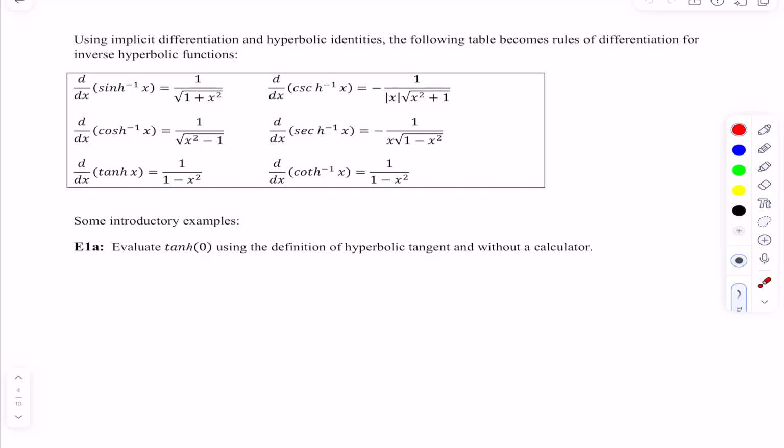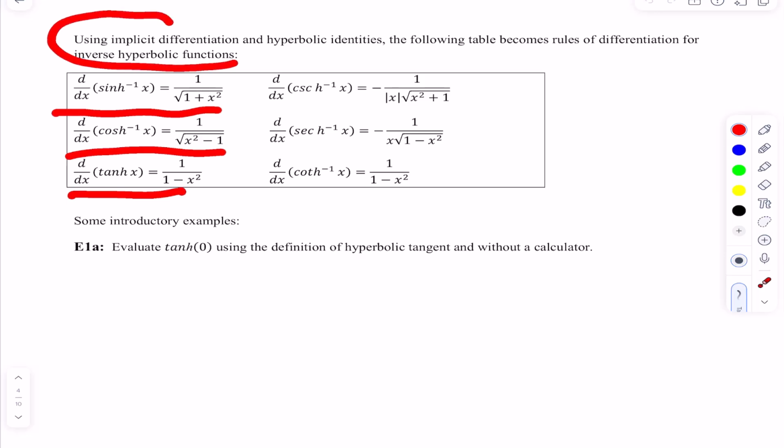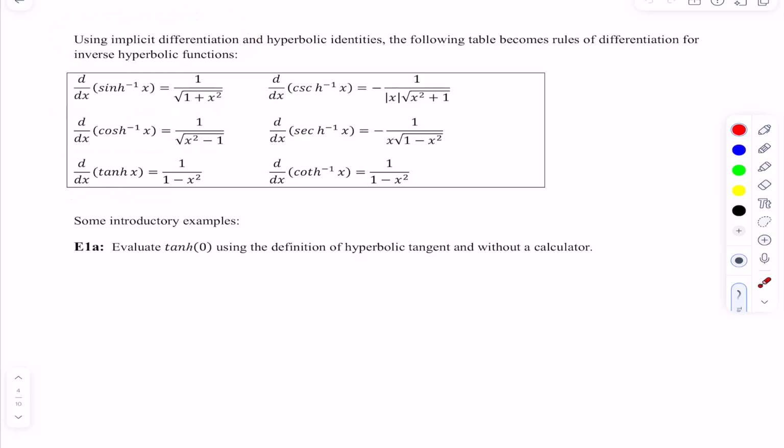We can also derive the derivative rules for the inverse hyperbolic functions. And we do this, like we did before, with implicit differentiation. And along the way, you might need some hyperbolic identities to help you realize that, oh, these inverse functions are really just functions of x. And once again, I repeat, there are no angles involved.